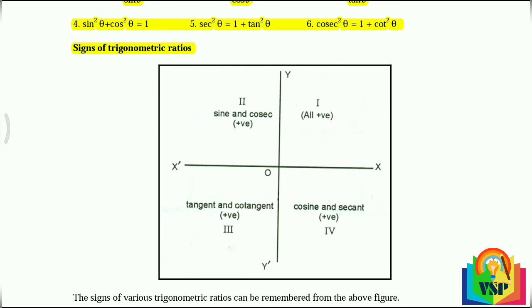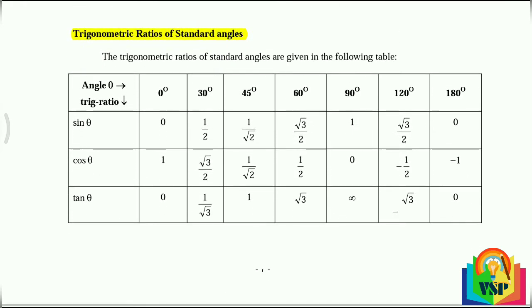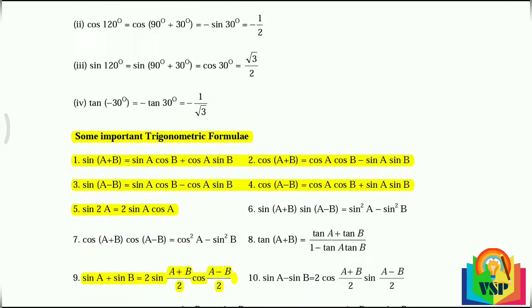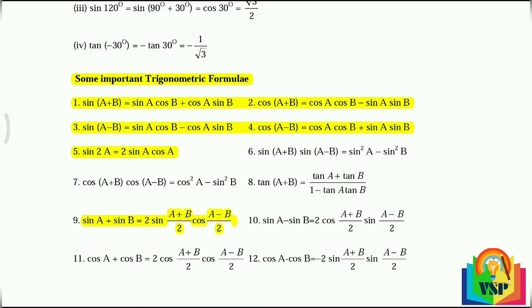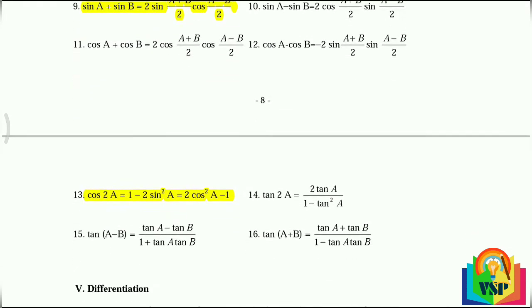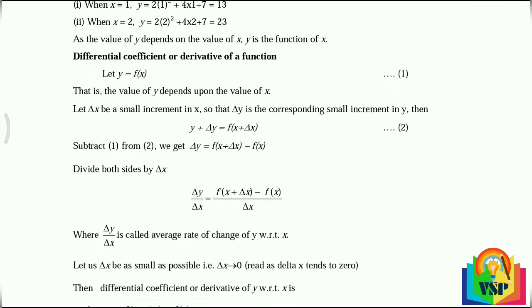Signs of trigonometric ratios. We learned all silver tea cups in previous classes. Okay, and this table is also very, very important. At least you should learn up to 90 degrees. For MPC and BiPC, you will learn this content again in your mathematics subject. Some of the important trigonometric formulas you can write: first formula, second formula, third formula, fourth formula, fifth formula, ninth formula, 13th formula.